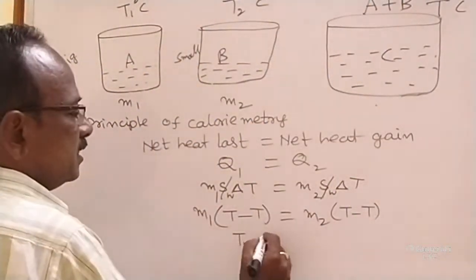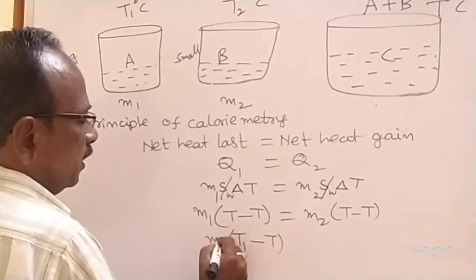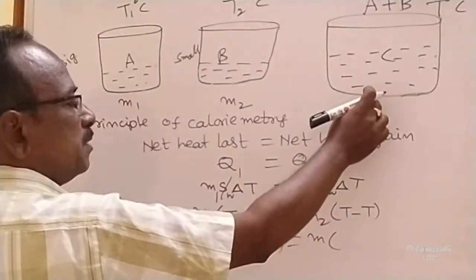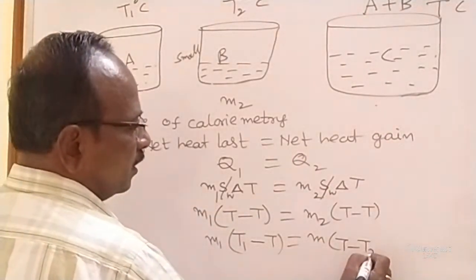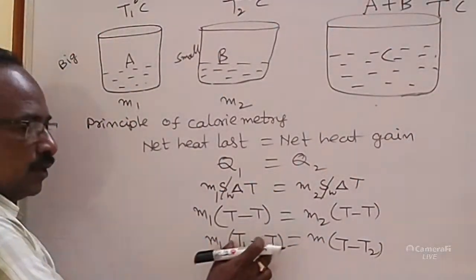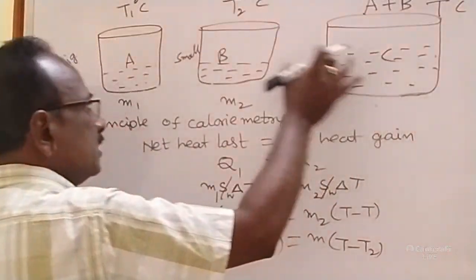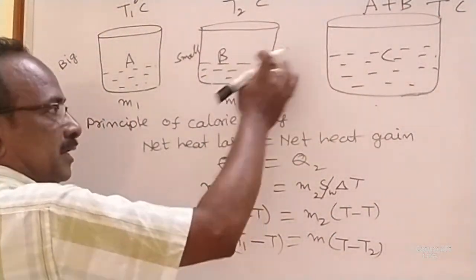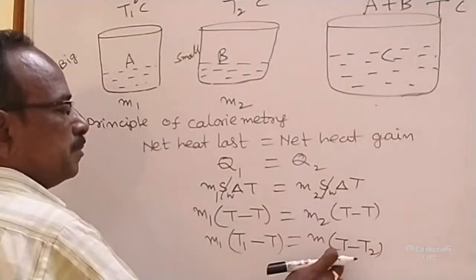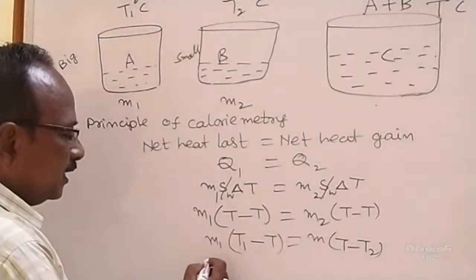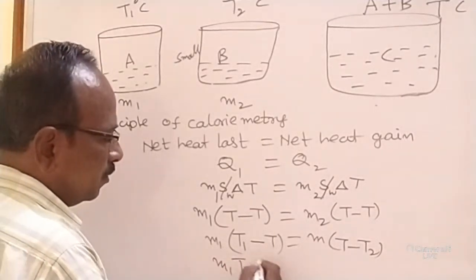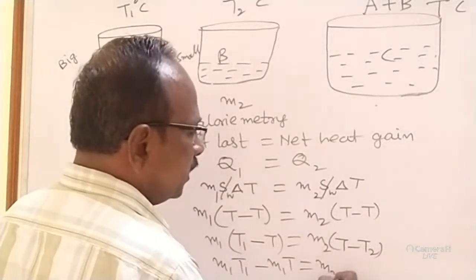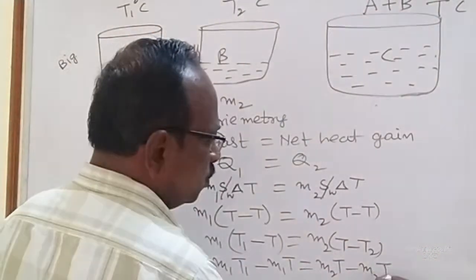Now the resultant temperature is T. T1 minus T, M1 into T1 minus T. Here M2 into, which one is big here? T is big, so T minus T2. So comparing these two, this one is bigger, nana. Got it? Comparing these two, this one is bigger, so this minus this should be written. So multiply: M1 T1 minus M1 T. Here M2 T minus M2 T2.